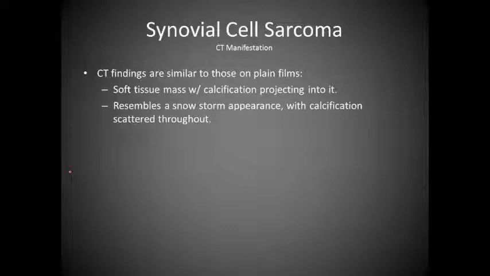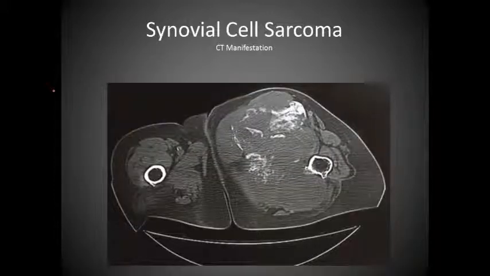So what it looks like in terms of CT is very similar to those on plain film. You have a soft tissue mass with calcifications projecting into it, and it resembles a snowstorm appearance with calcifications scattered throughout. So that's what you're typically going to look for, this snowstorm appearance, and it will make more sense when we actually see an image.